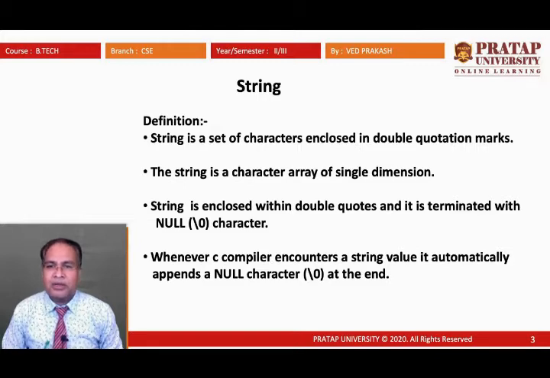So, the string is enclosed within double quotes and it is terminated with a null character. Whenever the C compiler encounters a string value, it automatically appends a null character at the end of the string, that is, \0 is considered a null character.